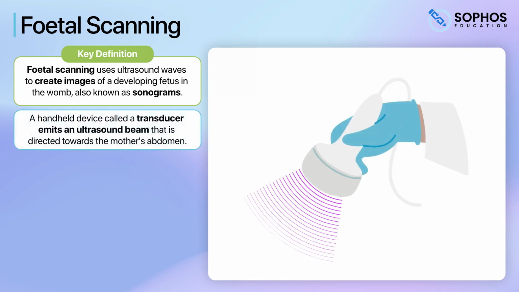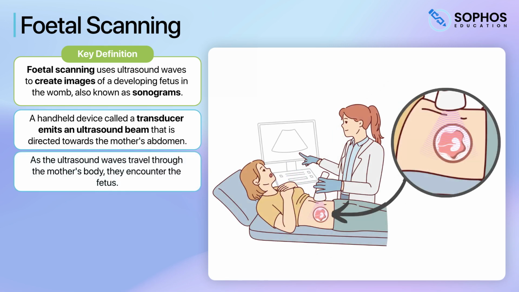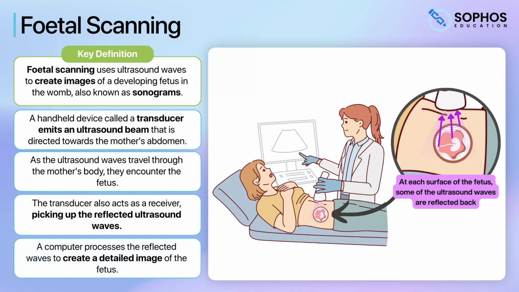A handheld device called a transducer emits an ultrasound beam that is directed towards the mother's abdomen. As the ultrasound waves travel through the mother's body, they encounter the fetus. At each surface of the fetus, some of the ultrasound waves are reflected back, while others continue to travel through. The transducer also acts as a receiver, picking up the reflected ultrasound waves. A computer processes the reflected waves to create a detailed image of the fetus.